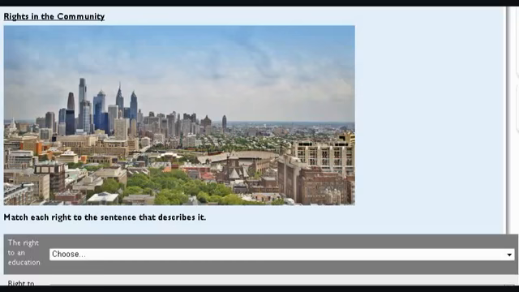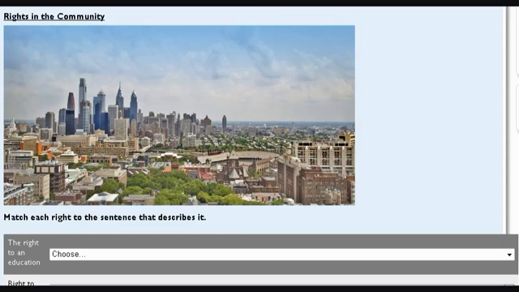In this video, I'm just going to demonstrate how to complete this assignment. It's going to be like a lot of the assignments for this week and next week. So what you're going to do is think about rights that you have on different levels of citizenship, like we talked about in one of the lessons.